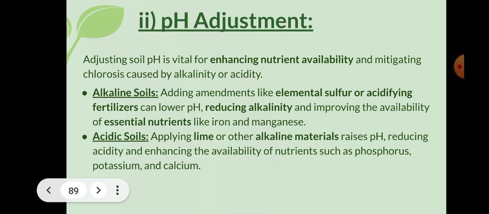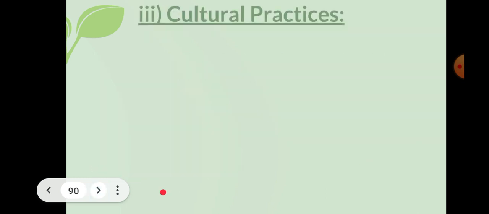For alkaline soils, adding amendments like elemental sulfur or acidifying fertilizers can lower the pH and reduce the alkalinity and improve the availability of essential nutrients like iron and manganese. For acidic soils, lime and alkaline materials which raise the pH are applied, and this reduces the acidity and enhances the availability of nutrients like phosphorus, potassium, and calcium. The third one is cultural practices.